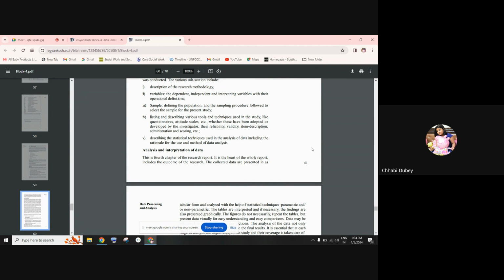If it is required, the findings may also be presented graphically, although that is not something which is important. Findings may or may not be presented graphically. The figures do not necessarily repeat themselves, but the data is presented visually for easy understanding and easy comparison. That is why this tabulation is generally done, because the huge data in the report can be easily understood, and you can draw easy comparisons about the values.